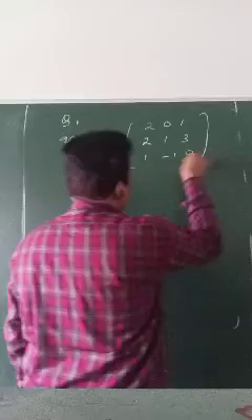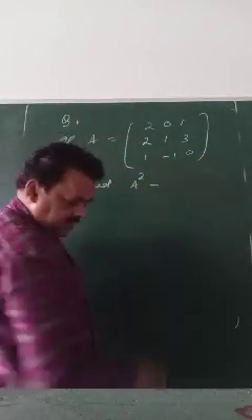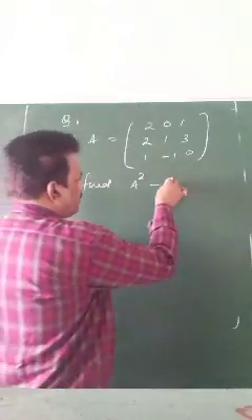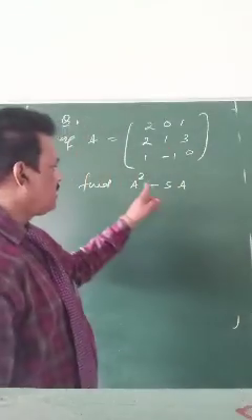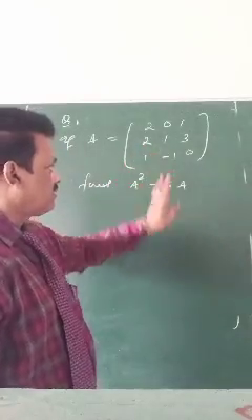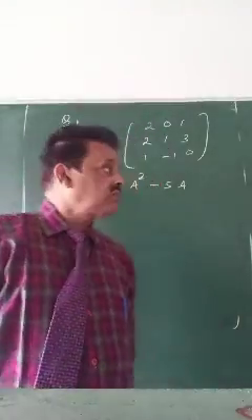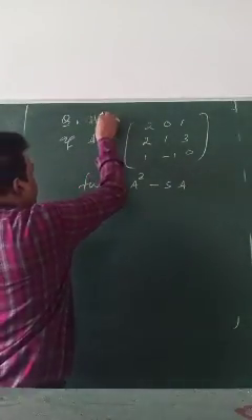Yeah, find A square minus 5A. This kind of question you should not do any mistake. What is A square? A into A, you have to multiply, and 5 into A, because earlier we have discussed so many questions like this. Okay, so this is homework for you.